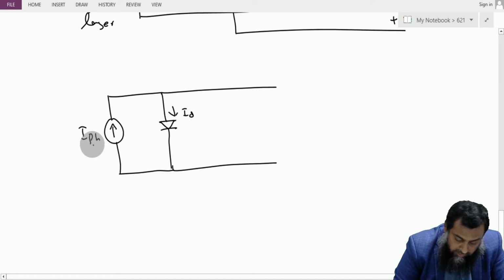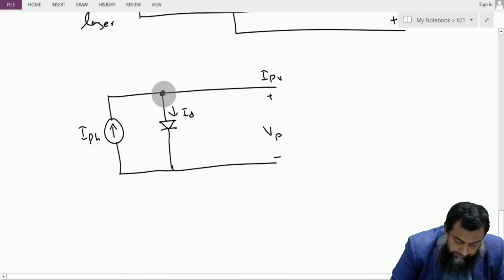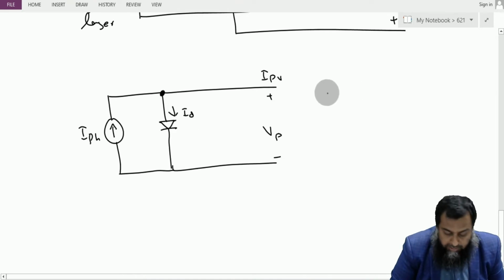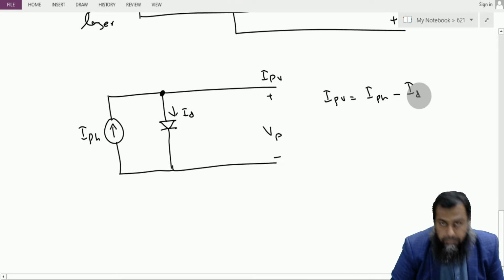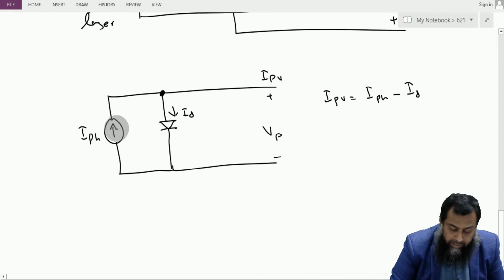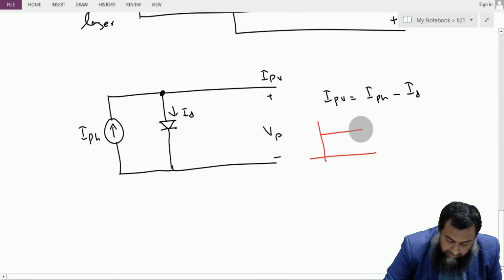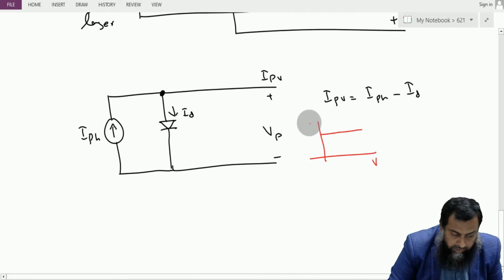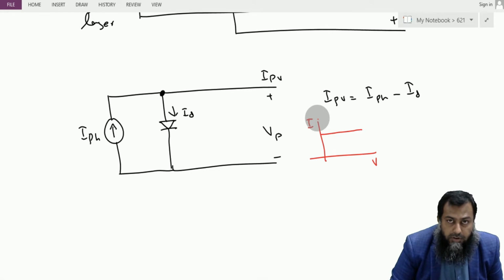So let us say that we have this current ID here, and this is the IPH, this is IPV, and here we have this VPV. Then according to Kirchhoff's current law, the current source has a division of the current between this IPV and this ID, such that IPV is equal to IPH minus ID. Now this IPH, the symbol shows that this is a constant DC current source, and therefore it is attributed by a DC value. If this is the voltage and this is the current, it has a constant value, coming from the definition of a constant current source.